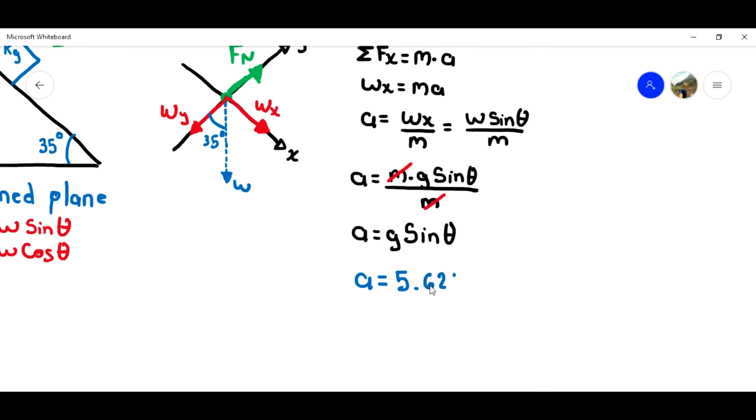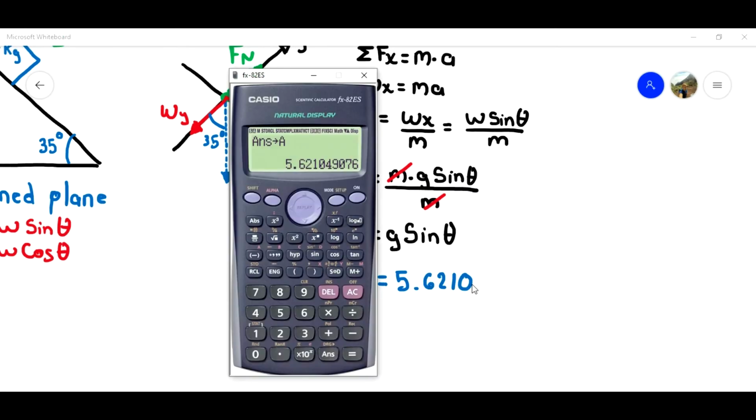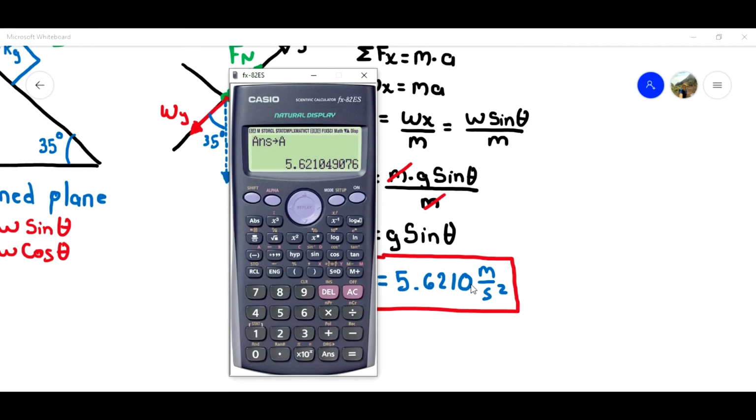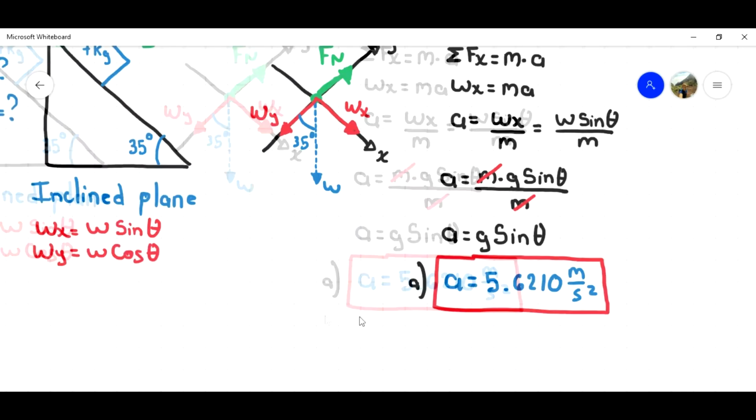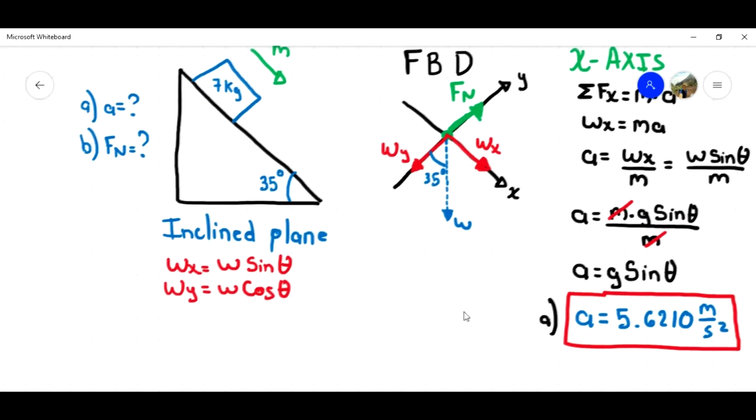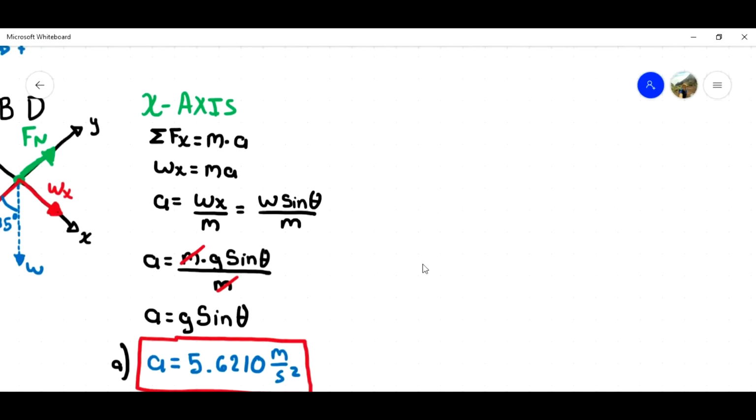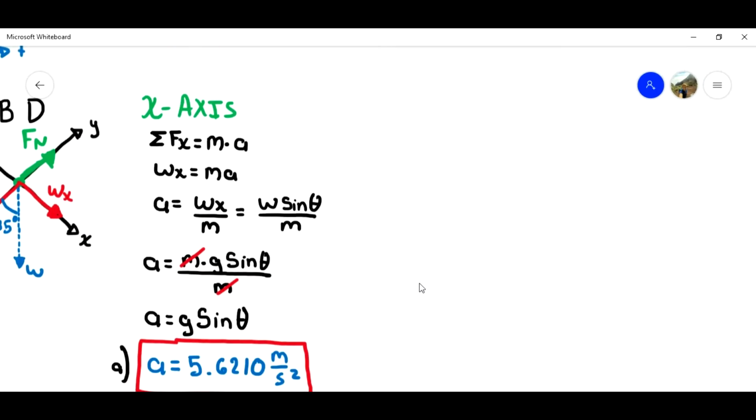5.62 meters per second squared, which is a lot. Okay, I'm sorry. So this is letter A. And I just save it in my memory A because at the end I'm going to do something with that acceleration. And the normal force. Well, let's go to the Y analysis.